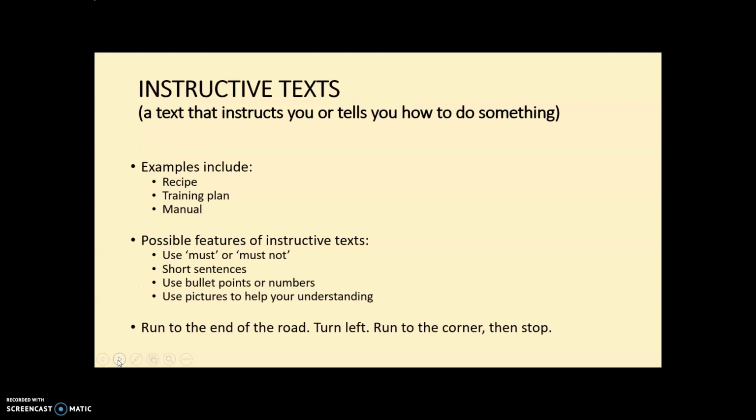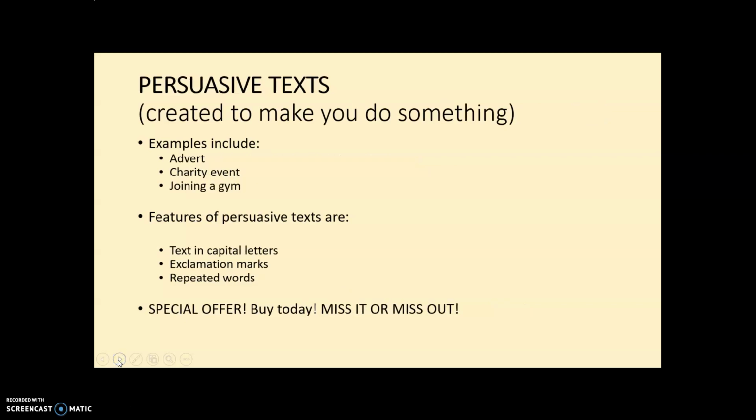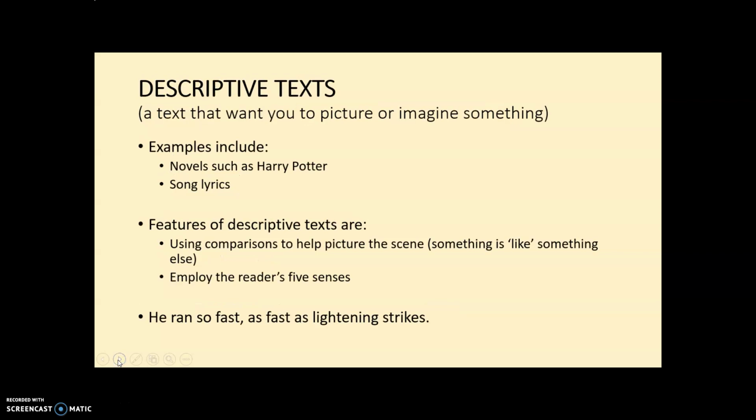Now I want you to read through the next 4 screens, stopping to make sure that you read them. These give you examples of the types of text and possible features. So pause after each page and understand the different types of features. There's instructive text, informative text, persuasive text, and descriptive text.